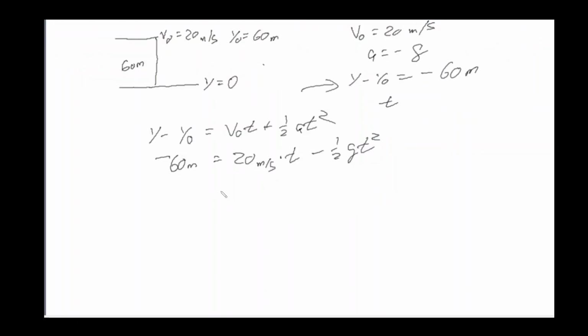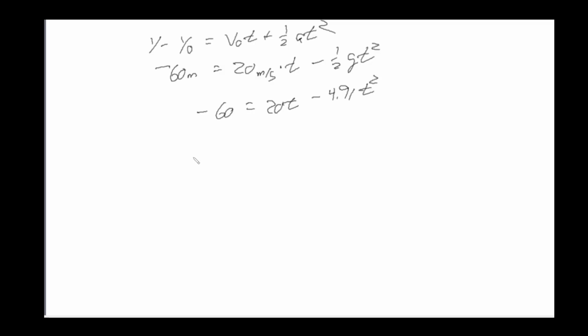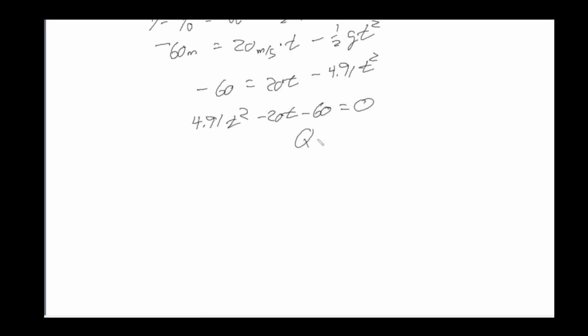So we get minus 60 is equal to 20t minus 4.91 t squared. Rearranging this equation, we get 4.91 t squared minus 20t minus 60 equals 0. So this looks like a quadratic equation, and let's review quadratic equations briefly.